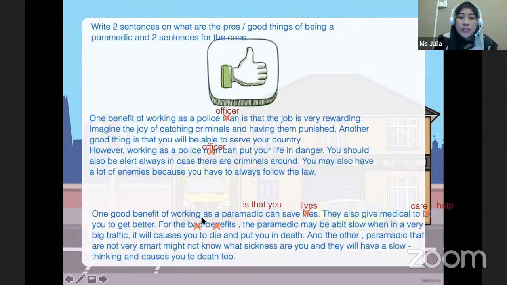Okay, for the cons. The paramedic may be a bit slow in a very big traffic. It will cause you to die and put in death. And the other paramedic. Okay. Wait, I changed this.